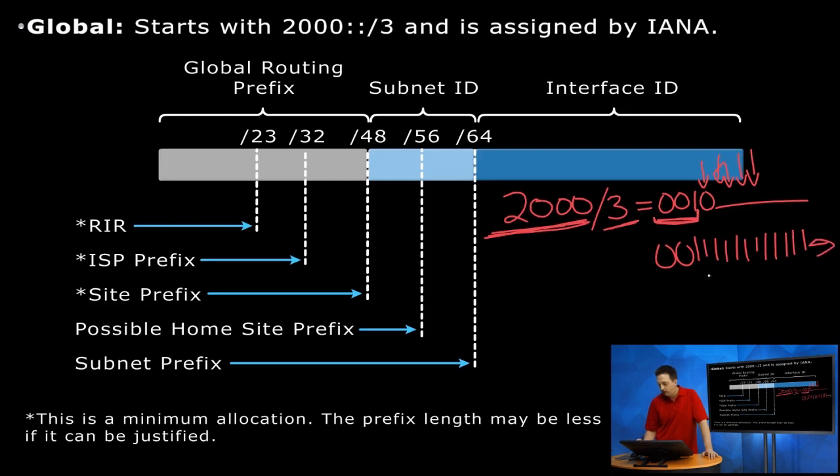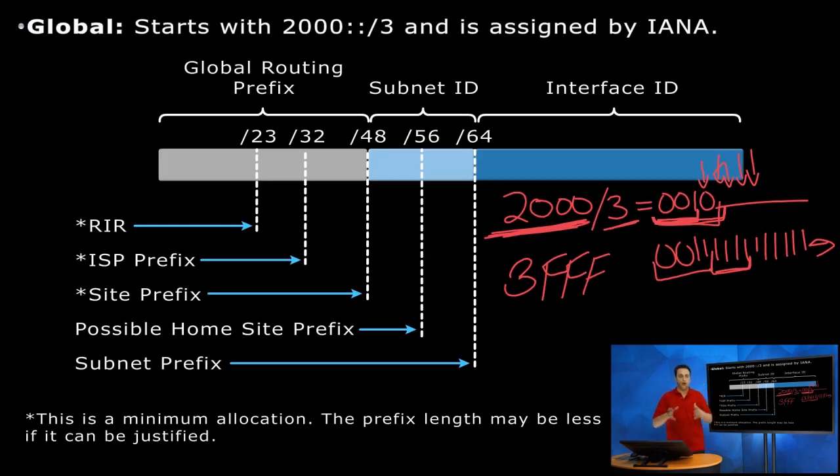So in this case, the first field here is a total of 2000, but the first field here would be what? It would be 3000, wouldn't it? Or 3. Okay, it'd be 3 here. And then this would be equivalent to what? F, F, F, and so on and so forth. So the range of values we're dealing with just right now for global addressing is from 2000 to 3FFF.